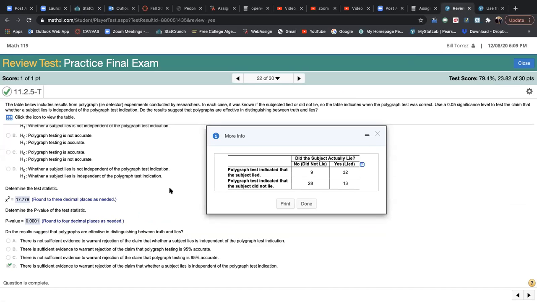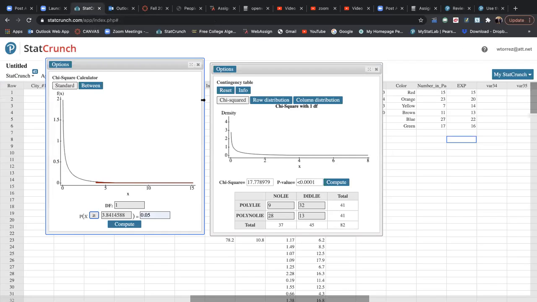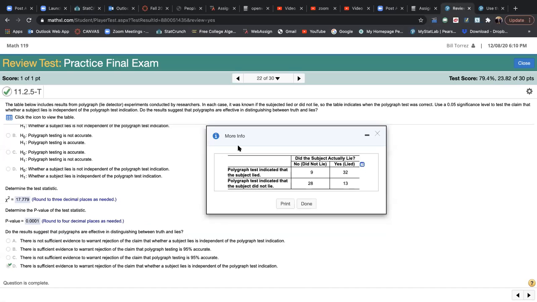Okay. By the way, the p-value for that critical value here, we saw to be very close to 0. Okay, so that's our p-value there. And now let's go to the test and put in our p-value.